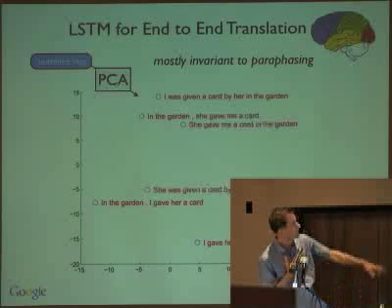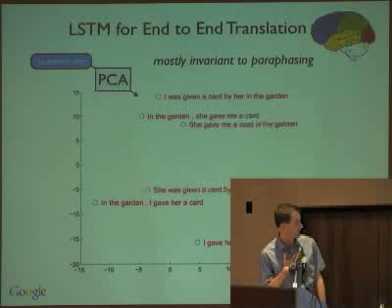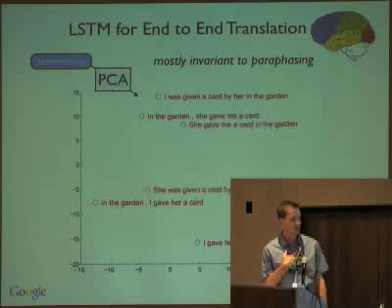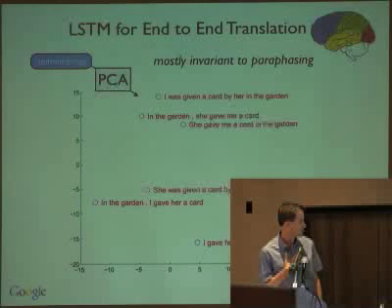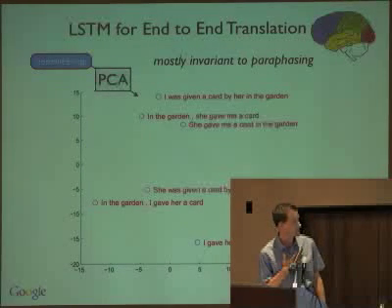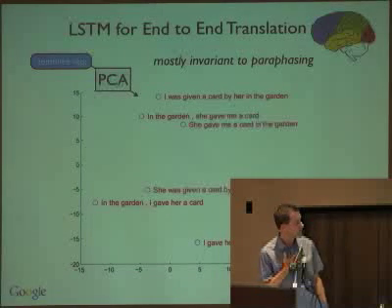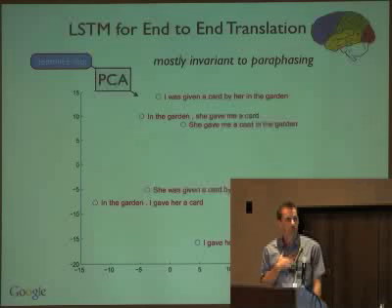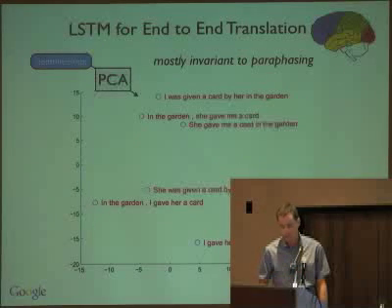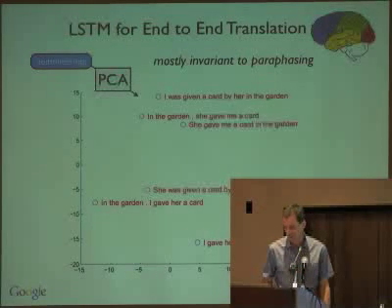Here's one more example. I was given a card by her in the garden versus she was given a card by me in the garden. Or in the garden, I gave her a card. In the garden, she gave me a card. Those are different meanings. And it's really good to have them separated by some reasonably large margin in this high-dimensional space.